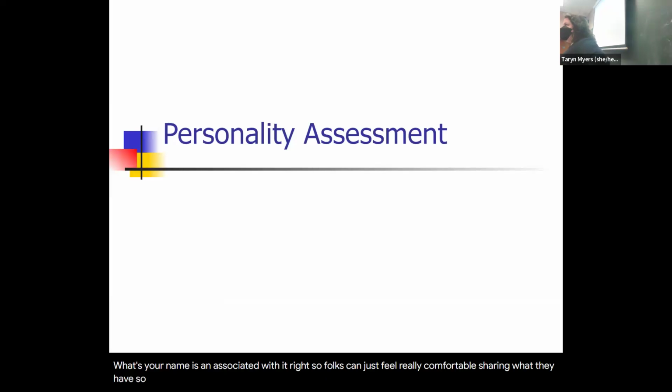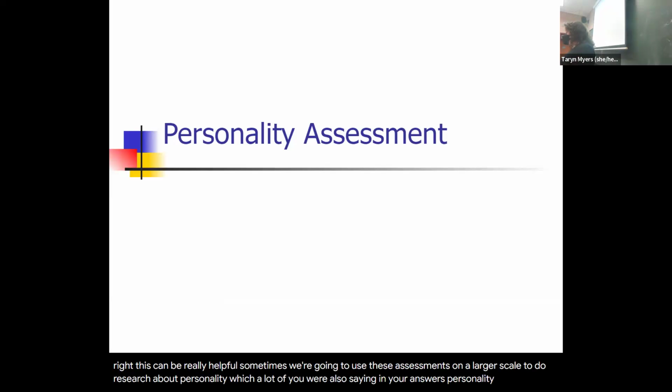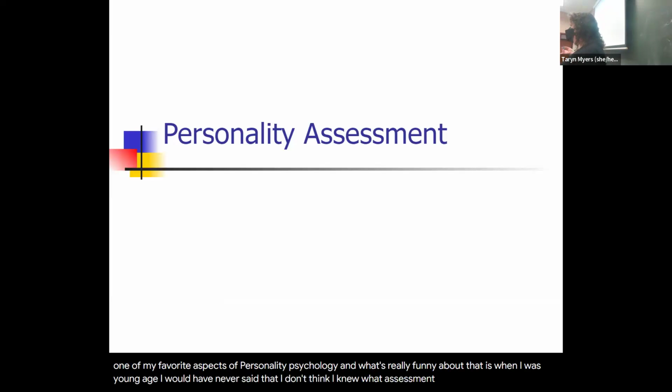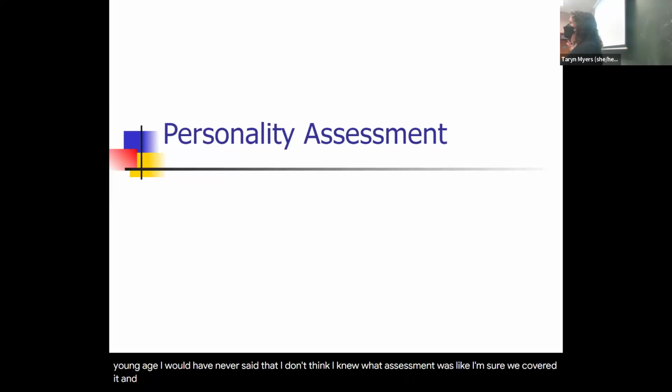So yeah, assessment, all the reasons you all talked about. When we're working with individual clients, right, this can be really helpful. Sometimes we're going to use these assessments on a larger scale to do research about personality, which a lot of you were also saying in your answers. Personality assessment is one of my favorite aspects of personality psychology. And what's really funny about that is when I was y'all's age, I would have never said that. I don't think I knew what assessment was. I'm sure we covered it in passing in a couple of my classes, but I was just vaguely aware of it.